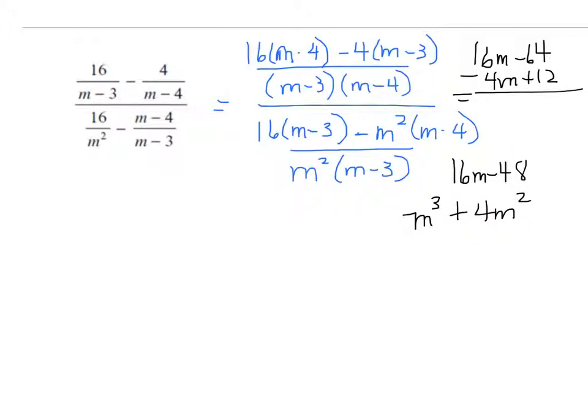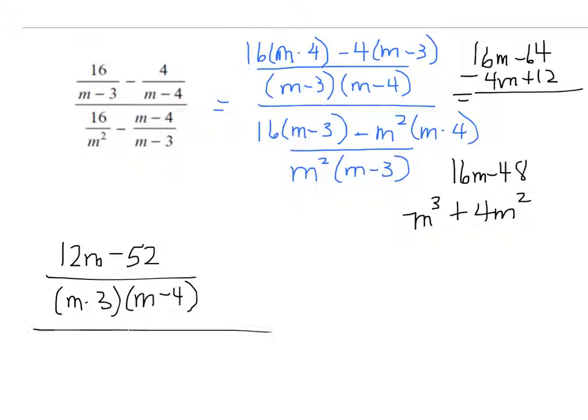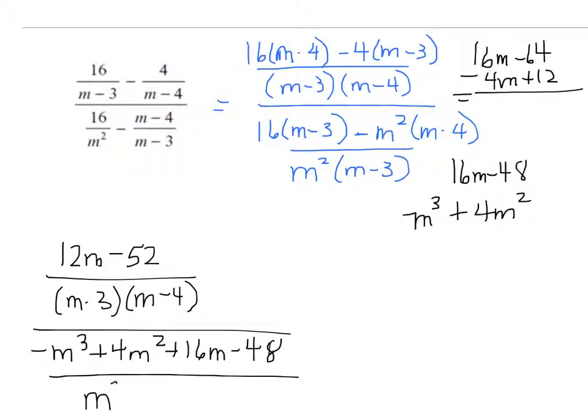All right, so I end up with 12m minus 52 over m minus 3, m minus 4, all over, was that negative? Yep, negative m to the third plus 4m squared plus 16m minus 48, all over m squared times m minus 3. So remember what you do with the fractions.